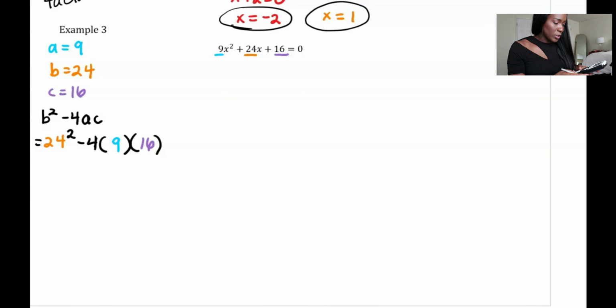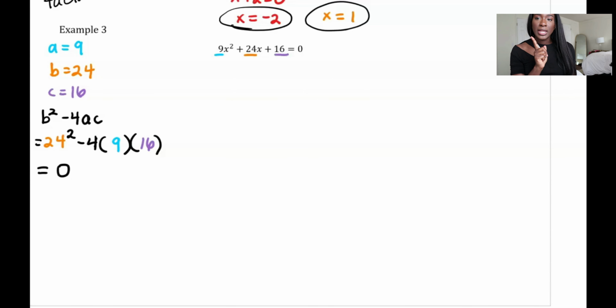If I was better prepared, I would have calculated this before hitting record, but I did not. So I'm going to calculate it, and I typed it into my calculator wrong. So, okay, I typed it in wrong again. Minus 4 times 9 times 16. I'm getting 0. Finally got it.